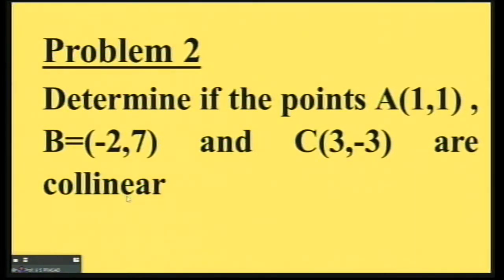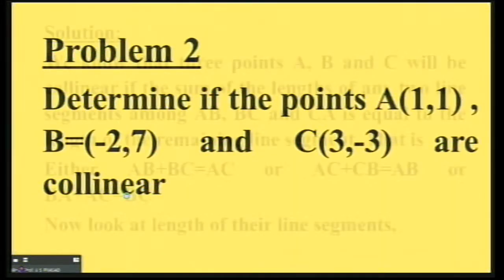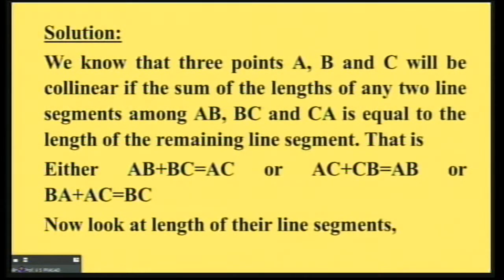I think in the earlier classes you already know what collinear means. Three points are said to be collinear if they lie on the same straight line. In fact, another condition is that three points A, B, C are collinear if the sum of the lengths of any two line segments among AB, BC, CA is equal to the length of the remaining line segment. That means either AB plus BC is equal to AC, or AC plus CB is equal to AB, or BA plus AC is equal to BC. Any suitable one we can use for the given points. Now look at the lengths of these line segments.